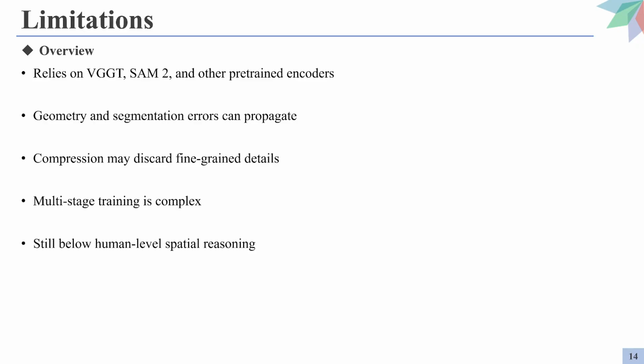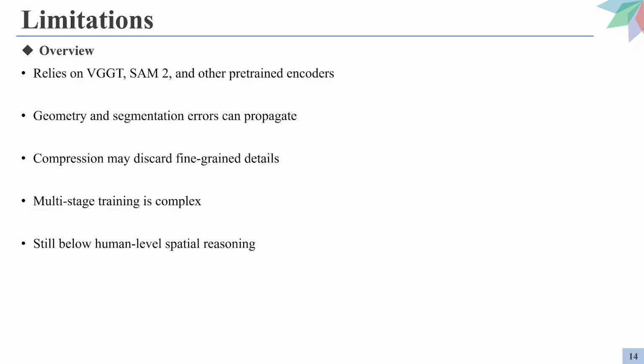While effective, Proxy 3D still has several important limitations to be addressed. First, it depends on multiple pre-trained components, including the visual encoder, VGGT, and SAM2. If the segmentation model separates one object incorrectly or the geometry predictor estimates inaccurate coordinates, those errors directly affect the generated proxies. Second, compression inevitably removes information.